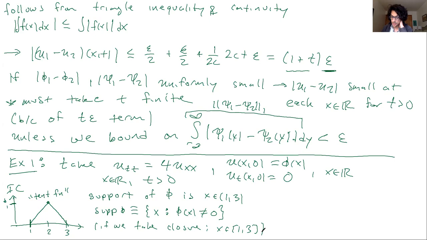Okay. So the solution to this PDE, we know by D'Alembert's formula, right? It's just u of x equals 1 over 2 of phi of x plus 2t plus phi of x minus 2t. Okay? And so that's pretty straightforward. What we want to look at now is what happens to the solution u as we move forward in time.